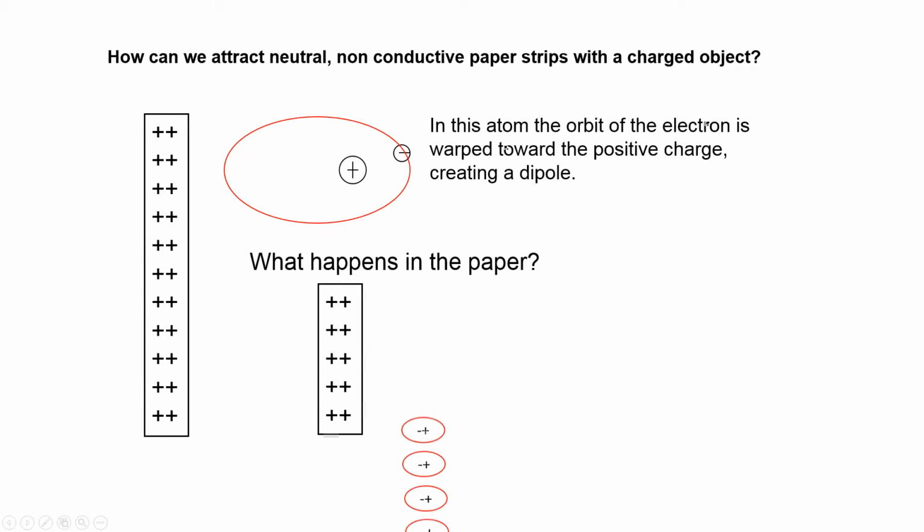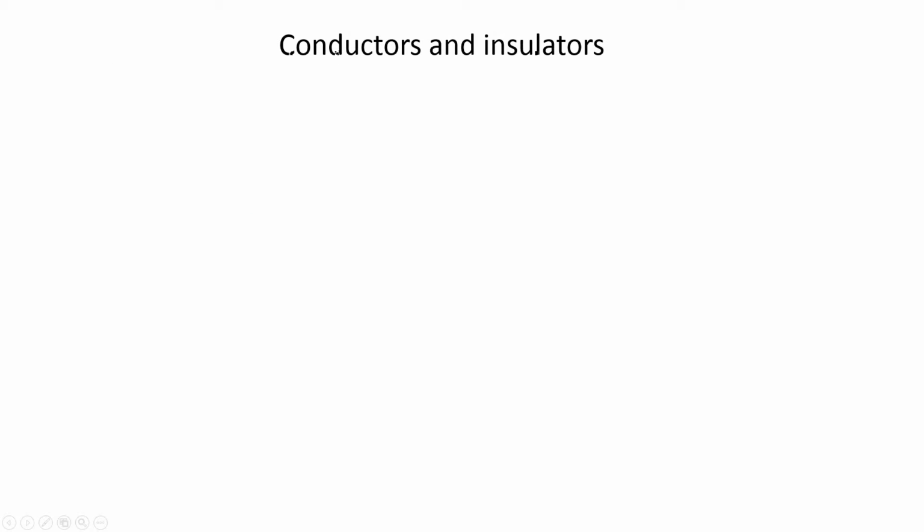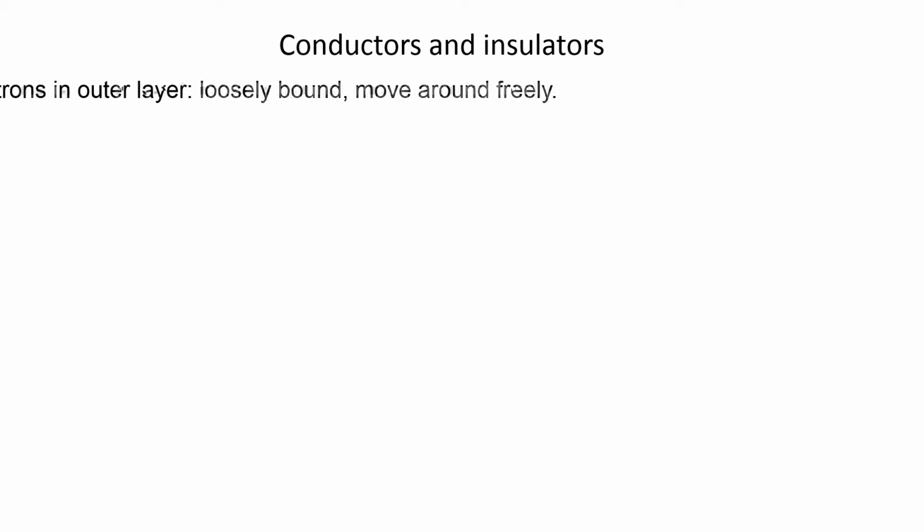In the paper, what happens? All of the atoms will form little dipoles, with the minus on this side closer than the positive side of the dipole of the atom, so causing an attractive force. The atoms form dipoles and are attracted by the positive charge. Good. Let's look at conductors and insulators.